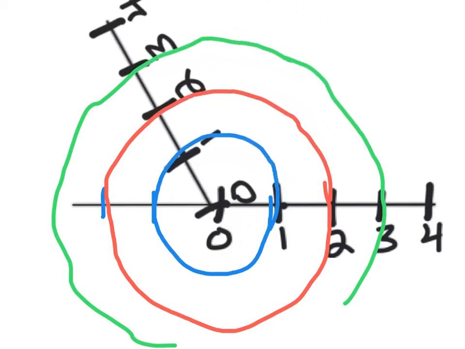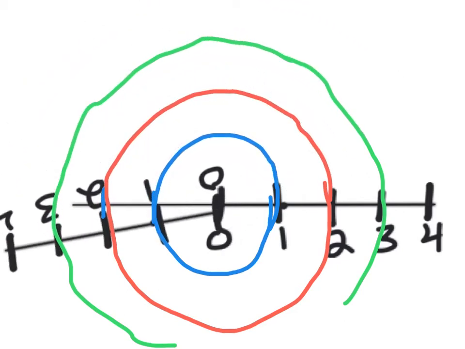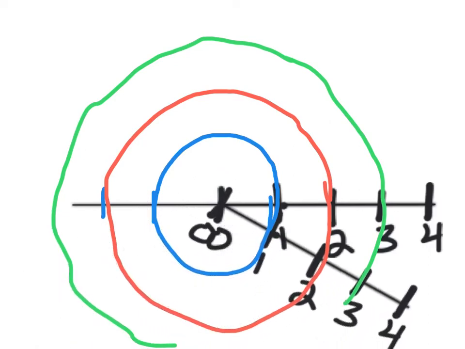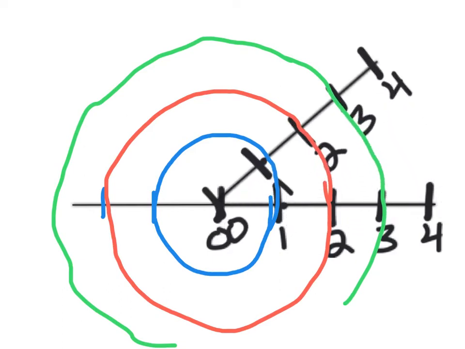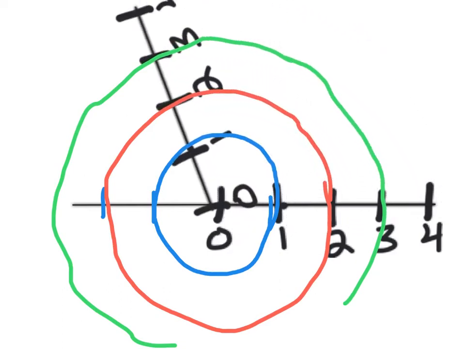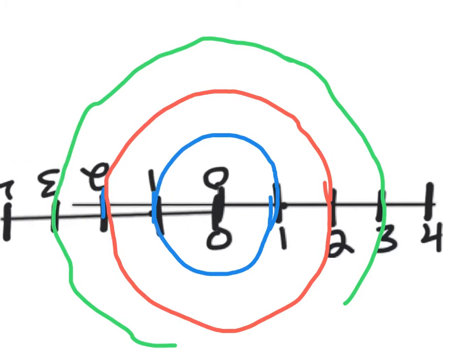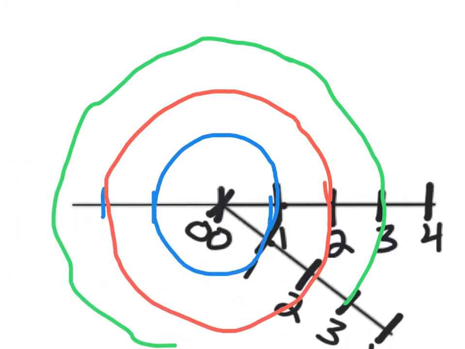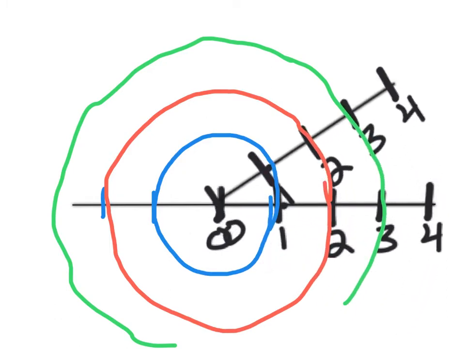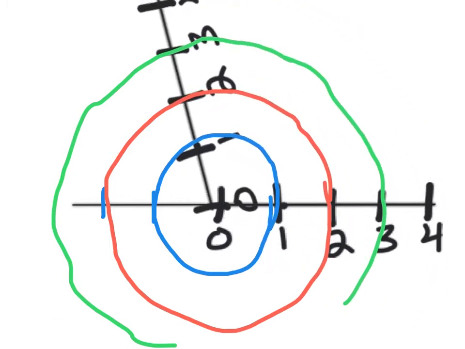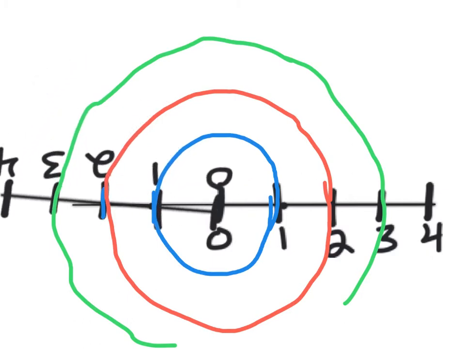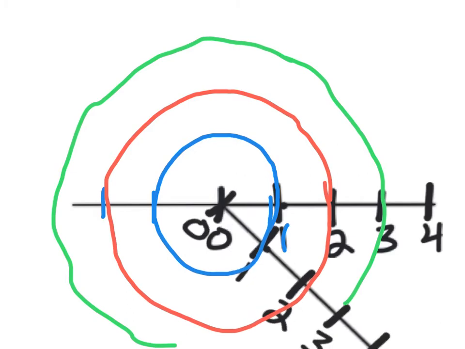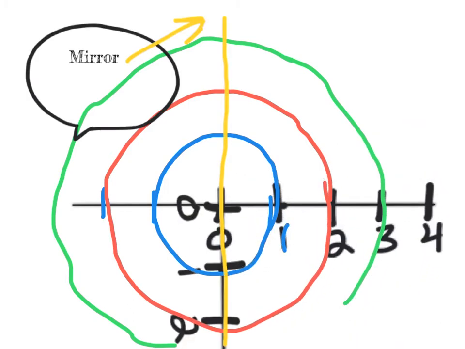So what does this show us? Let's watch the numbers and see if we can make sense of it. It's a number line that goes from 0 to 4, and I have that part of the number line rotating so that when it hits on the left side of 0, there's a blue circle, there's a red circle, and there's a green circle.